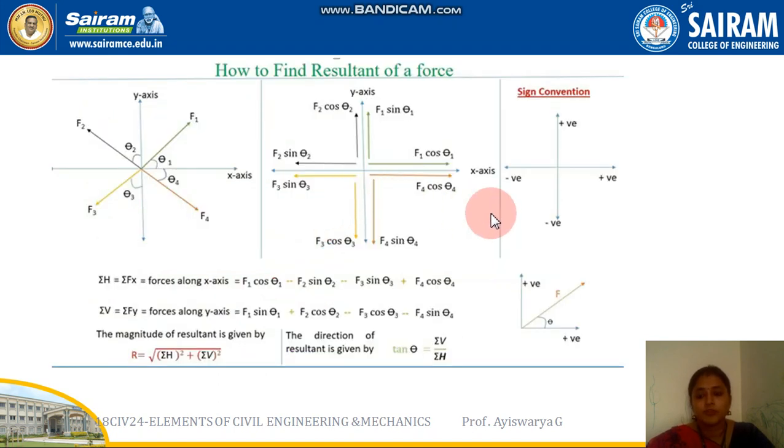Now we can see how to find the resultant of the forces. For example, you can see a question figure like this, and in this figure you can see four forces F1, F2, F3 and F4 having varying inclinations. The same thing I am drawing as an FBD, which is nothing but the free body diagram for this particular given figure.